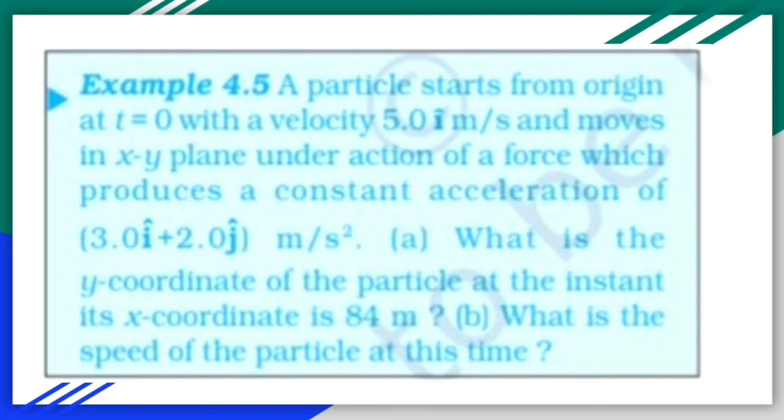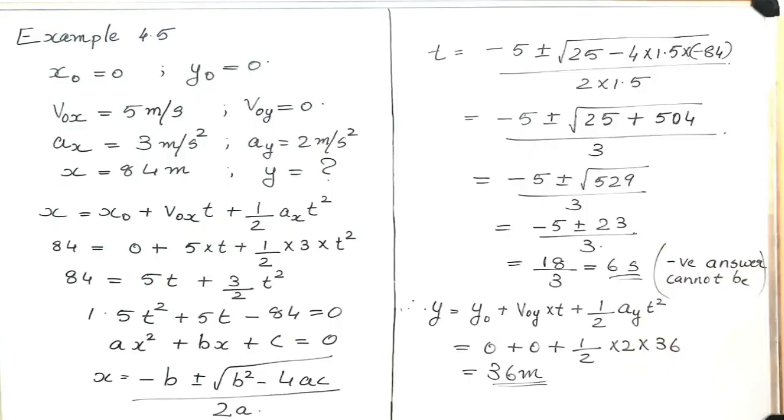Okay, and we are asked to find the y coordinate at the instant its x coordinate is 84 meter. So x is equal to 84. At that instant, we are asked to find y. So first of all, we should find the instant at which x we are getting as 84. Then using that time, we can find the corresponding y. Okay, so we will start with the data. As I told, we have the data, and we will use the second equation of motion in component form.